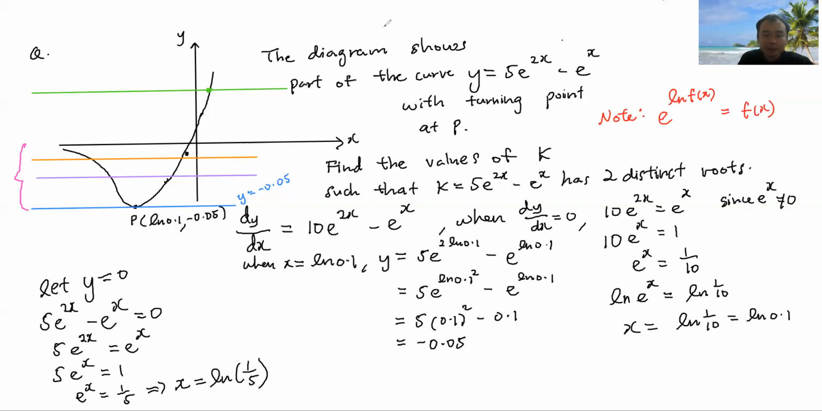So our final answer, let's use a different color. Let's say this is our final answer. Our k has to be less than 0, but bigger than negative 0.05.